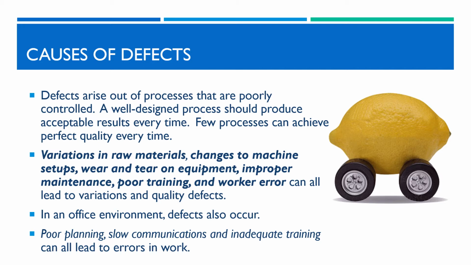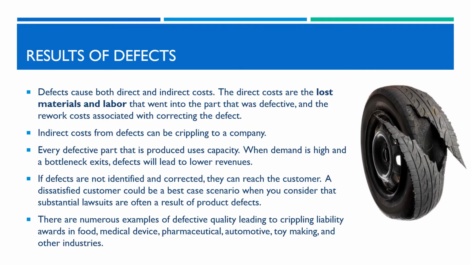Few processes can achieve perfect quality every time. Variations in raw materials, changes to machine setups, wear and tear on equipment, improper maintenance, poor training, and worker error can all lead to variations and quality defects. In an office environment, defects also occur. Poor planning, slow communications, and inadequate training can all lead to errors in work. Defects cause both direct and indirect costs.